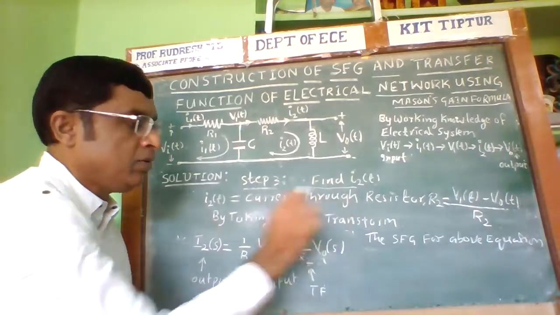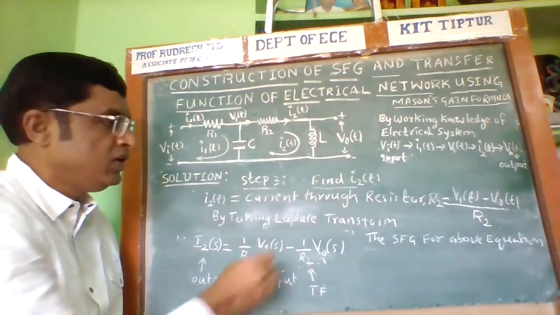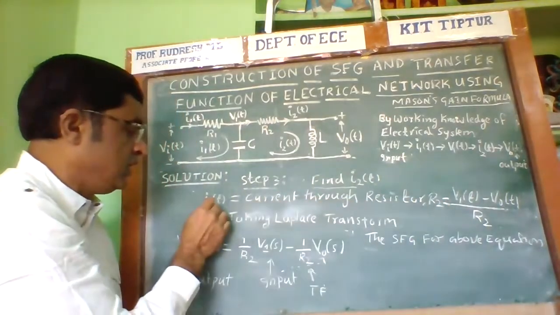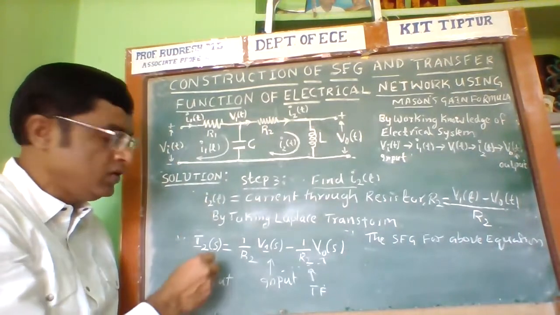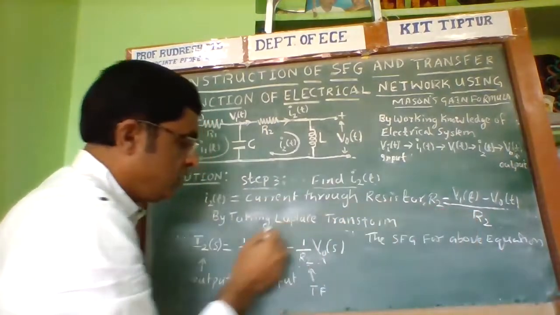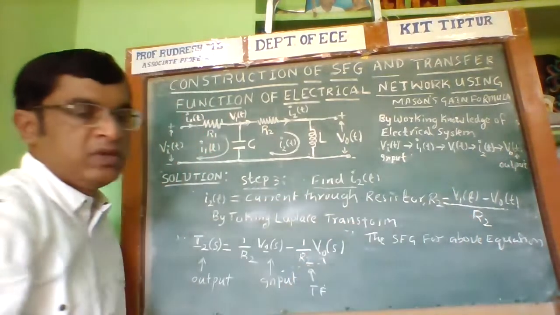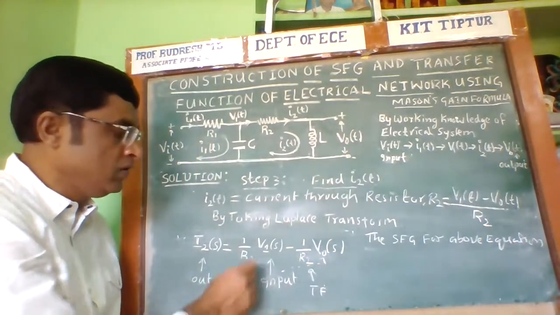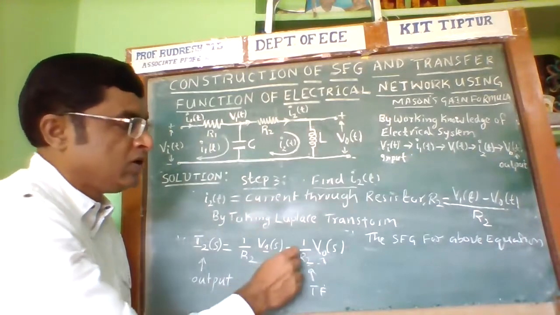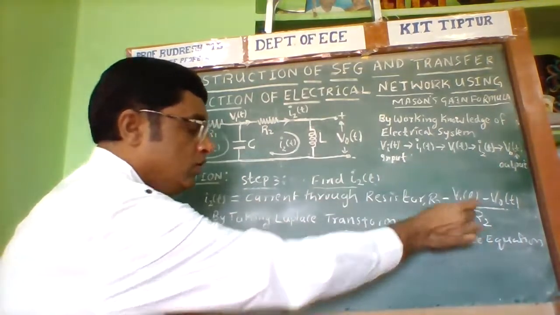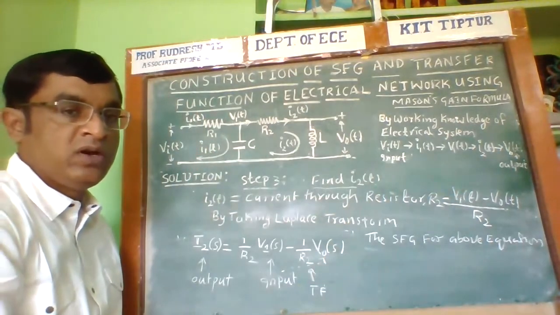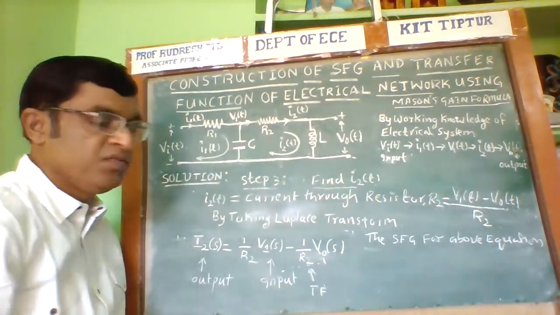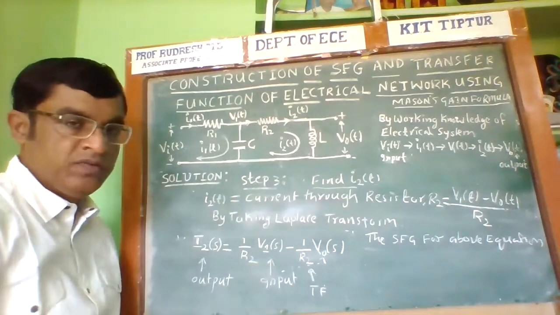Then by taking the Laplace transform, I2 of t becomes I2 of s. I2 of s is equal to 1 by R2 as it is. So what is V1 of t? The Laplace transform of V1 of t is V1 of s, so minus 1 by R2 as it is. Then the Laplace transform of V0 of t is equal to V0 of s. So now this is the equation.